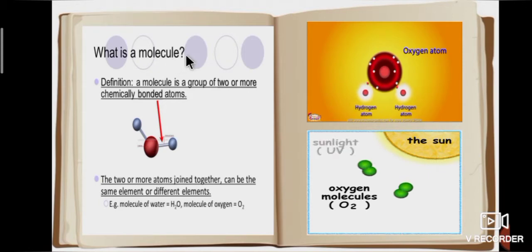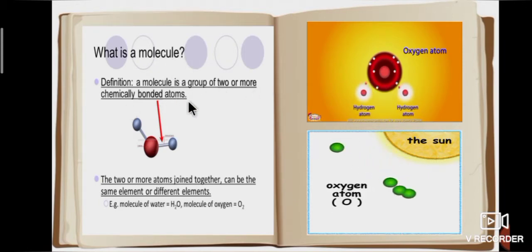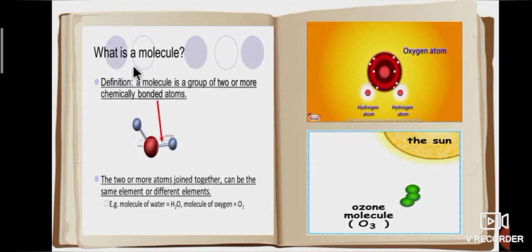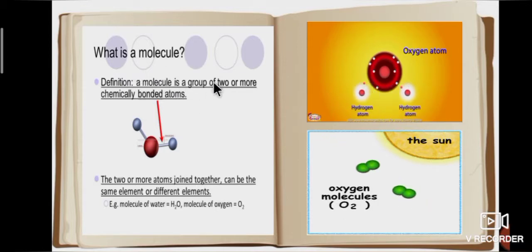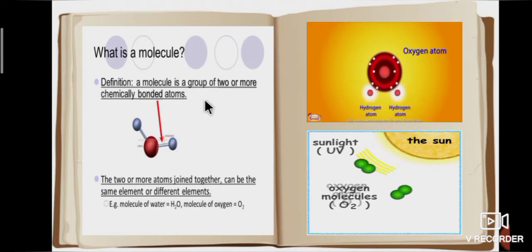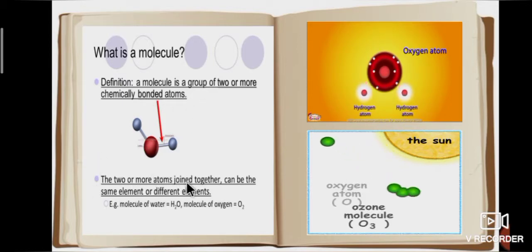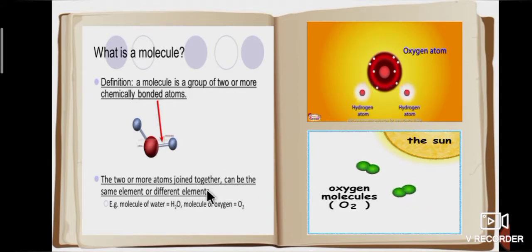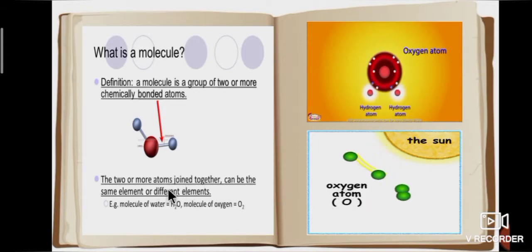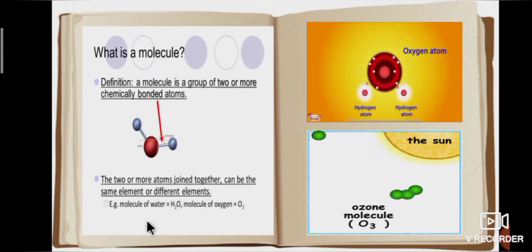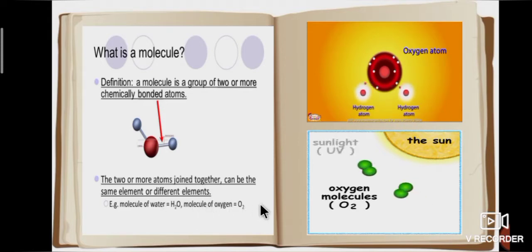What is a molecule? A molecule is a group of two or more chemically bonded atoms. The two or more atoms joined together can be the same element or different elements. Example, molecule of water, molecule of oxygen.